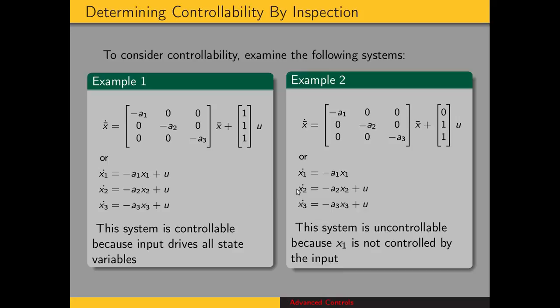Now, here is a very similar system, same state matrix, but the input matrix has a 0 on the first row. And this gives us the three first-order differential equations shown here. And this system is not controllable, what's called uncontrollable, because x1 is not controlled by the input. So there's no way in this system for the input to affect x1.